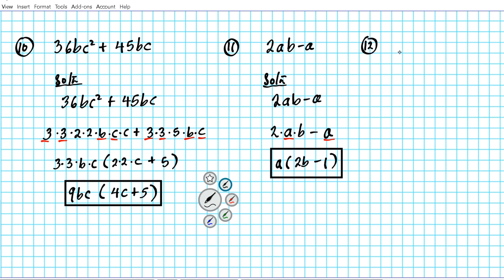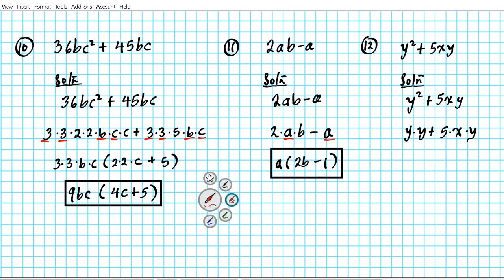All right, let's look at the last one. What if we have y squared plus 5xy? Let's factor that completely. So we have y squared plus 5xy. So we decompose the first term. We have y times y plus 5 times x times y.